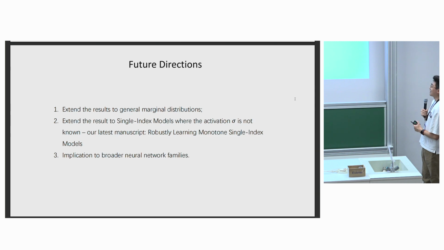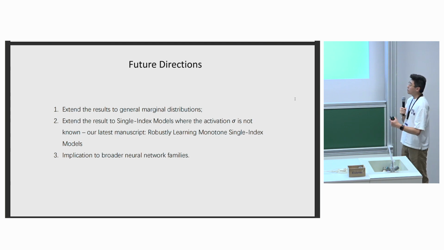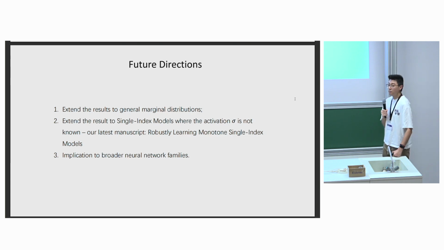Finally, the last slide is some future directions. The first one is whether we can extend these results to general marginal distributions. And secondly, what about the setting where the target activation sigma is unknown to us? In fact, we have already shown in our latest manuscript that this is indeed possible to learn. And finally, we want to see if there are any further implications to learning broader neural network families. That's all. Thank you.